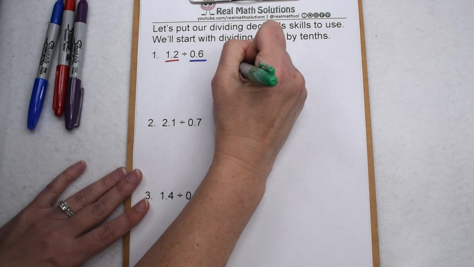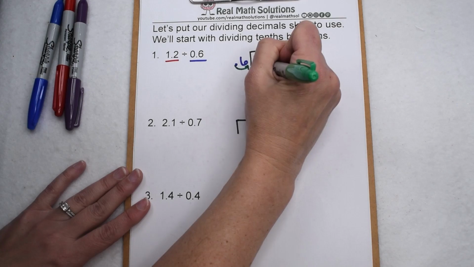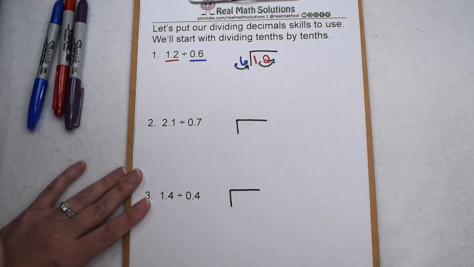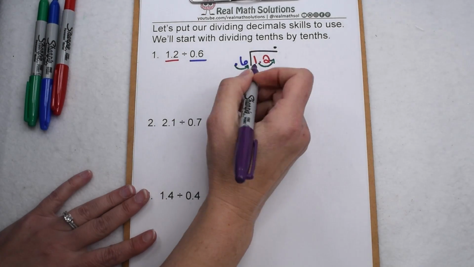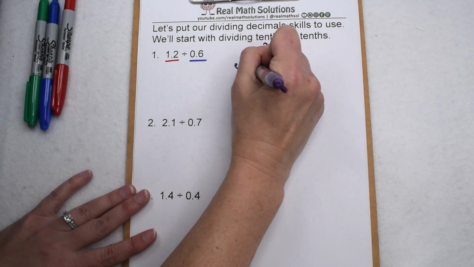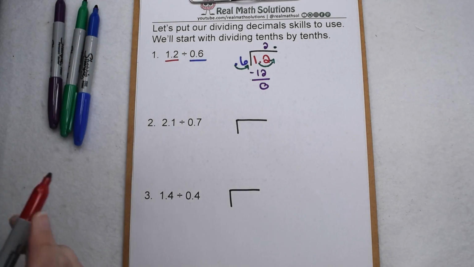Our divisor is in control to break everything into equal sized pieces, so we move that decimal one place to the right. Whatever we do to the divisor, we do the same thing to the dividend, and then slide that decimal up into the quotient. Now we can divide. 6 goes into 12 twice. Subtract 12, nothing is left, so 1 and 2 tenths divided by 6 tenths is 2.